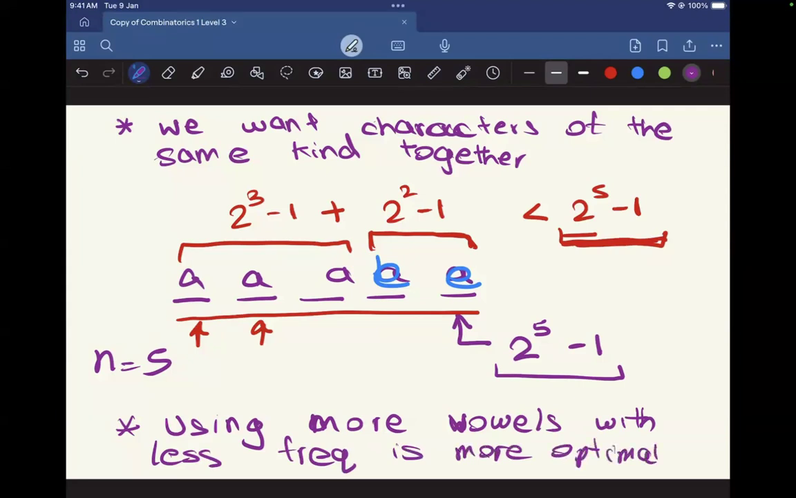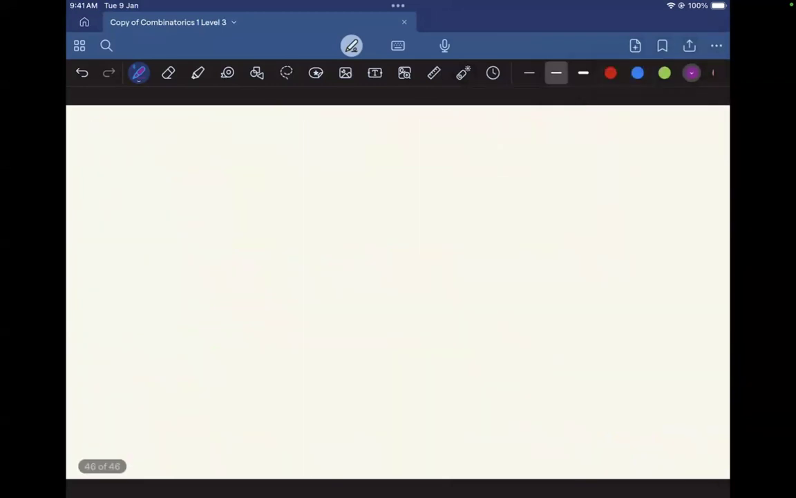As I said, guys, instead of using one character, using 2 characters is more optimal. Similarly, can I say instead of using 2 characters, using 3 characters is more optimal? And instead of using 3 characters, 4 is more optimal, and so on and so forth. For this string of length 5, can I just say that A, E, I, O, U is the most optimal?